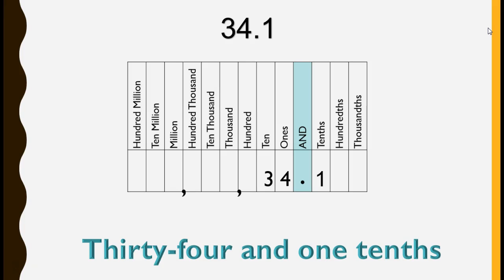So what you do is you look at the number before the decimal and you just read it like it is, 34. And then when you say the decimal, you're going to say "and." 34 and. Then you look at the number on the other side of the decimal and you simply say what it is. This time it's 1. And then the very last word you say is the place value that 1 lands on: tenths. So again, this is 34 and 1 tenth.